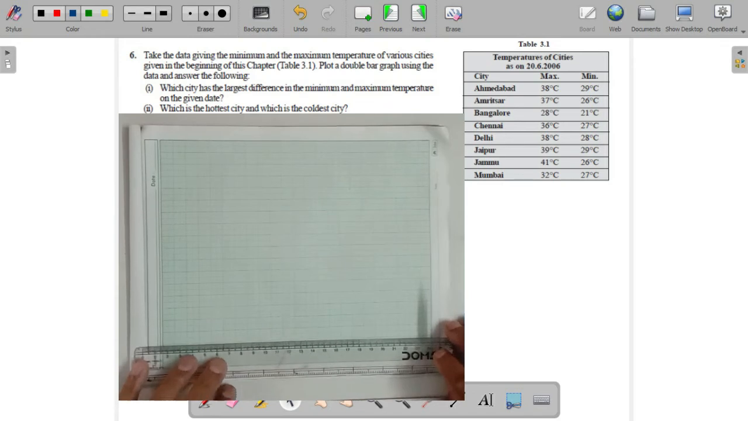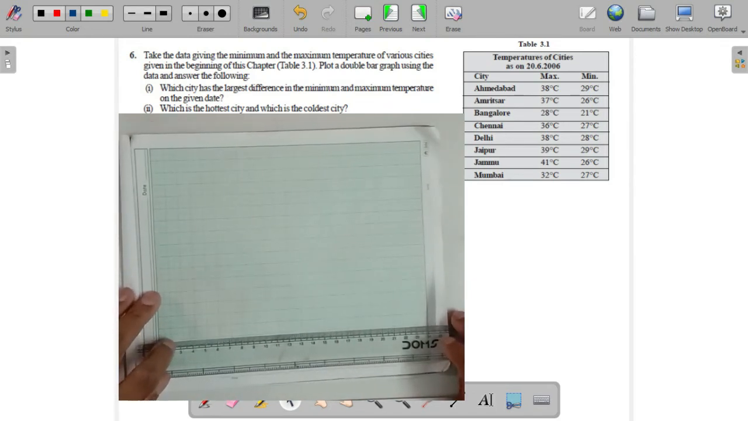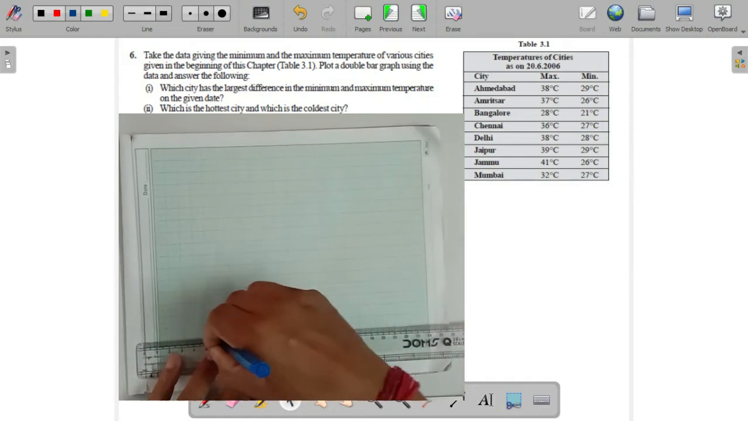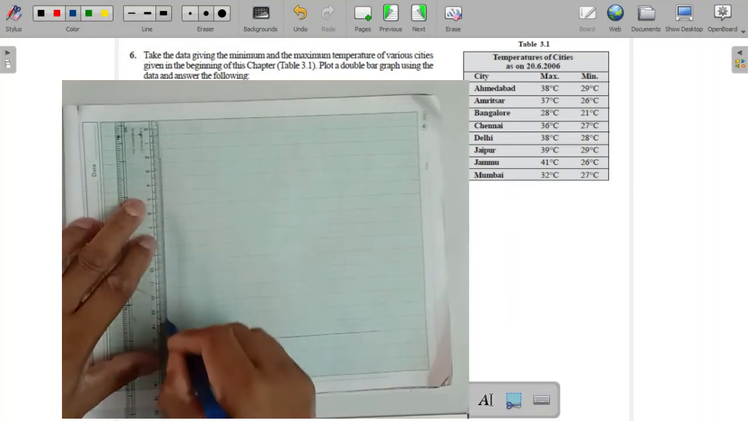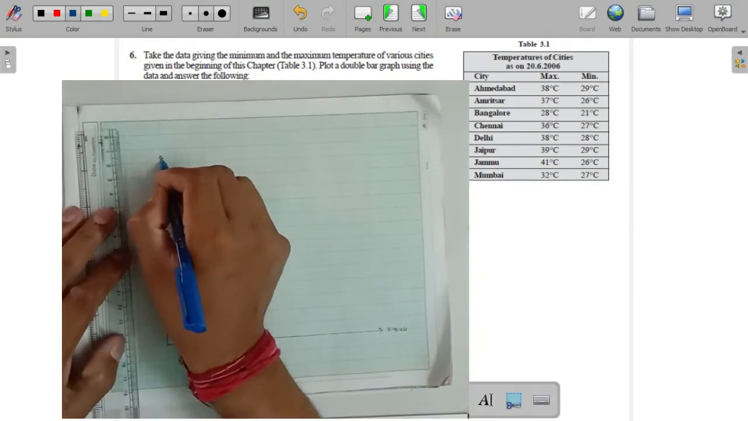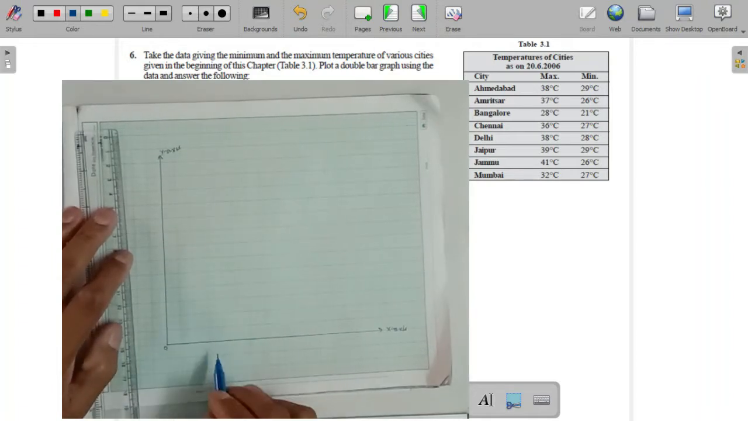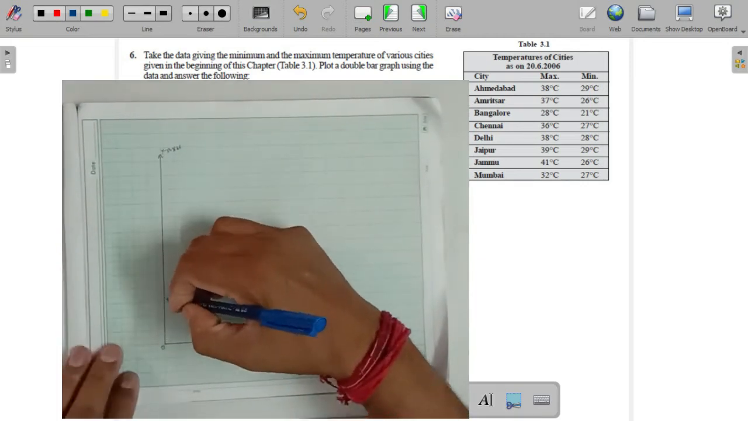Here draw the x-axis like this, and the y-axis like this. Here write down x-axis, and here y-axis. Here it is 0. On the x-axis we are representing cities. So write down city and put an arrow. Then on the y-axis we are representing temperature.